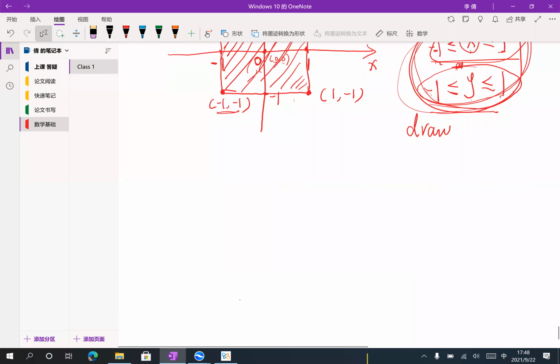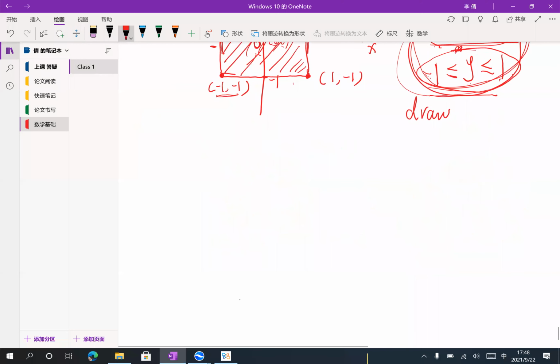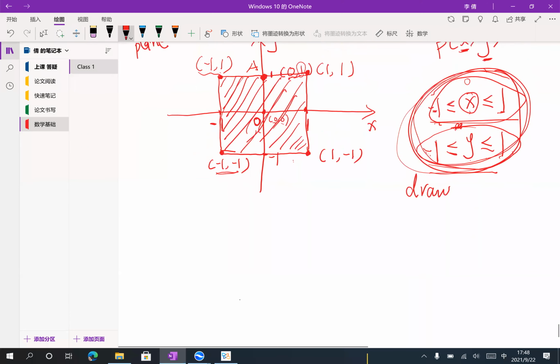Okay, some other examples. If you please turn off your mic, it's creating noise.